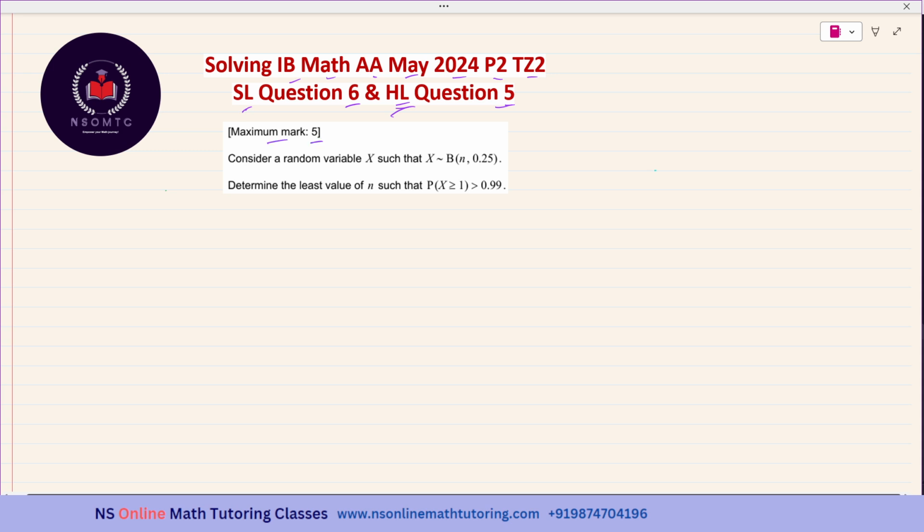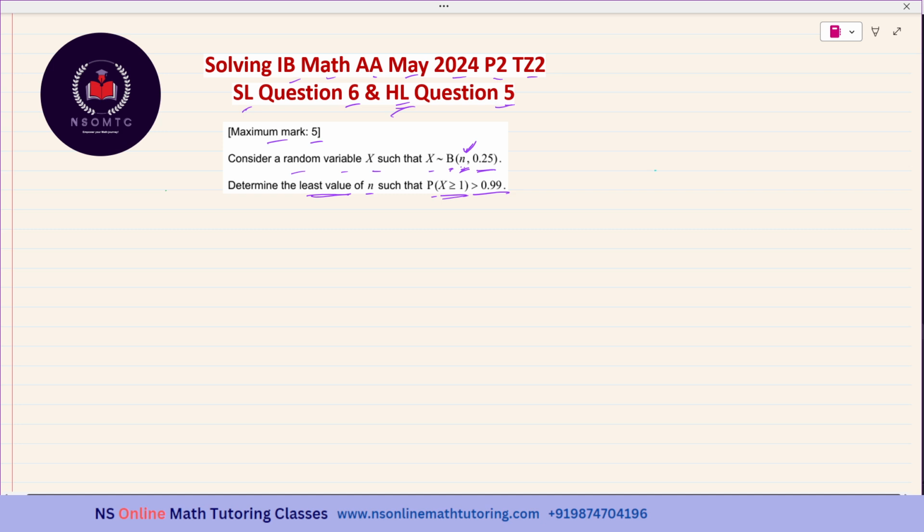The maximum mark is 5. It is saying consider a random variable x such that x is a binomial distribution variable and the number of trials is unknown, it is n, and the probability of success is 0.25. Determine the least value of n such that P(X ≥ 1) is greater than 0.99. Okay, so the number of trials is n.